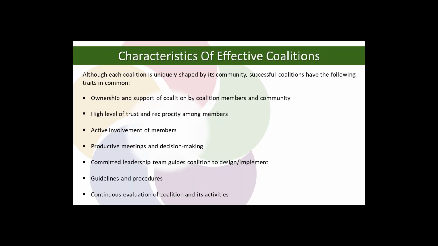A coalition's success depends on its strength and structure. The work of the coalition is often distributed among many partners and people, so having clear roles, structure, communication, and accountability are all very important. Although each coalition is uniquely shaped by its community, successful coalitions have many traits in common, such as ownership and support of their members, trust and reciprocity among members, active involvement, productive meetings, committed leaders, guidelines, and evaluation.